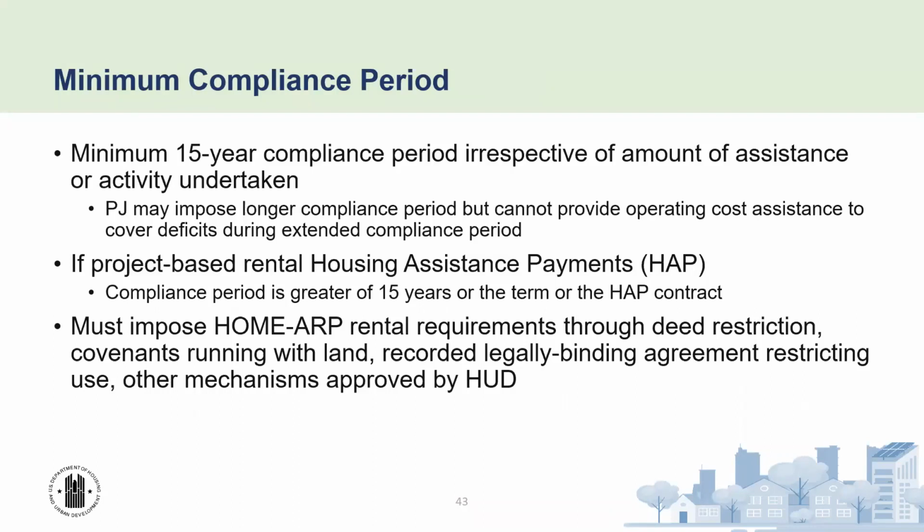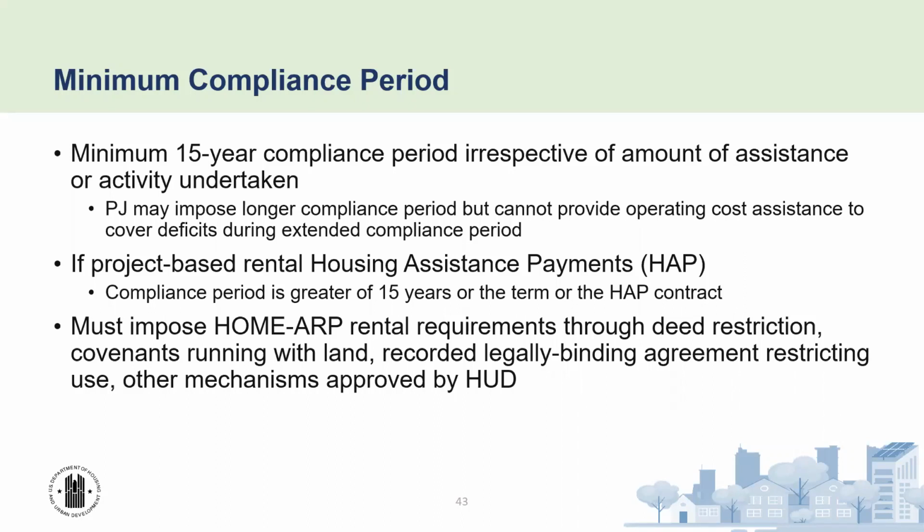So the HOME-ARP rental projects must meet a minimum 15-year compliance period, regardless of the amount of assistance provided or the type of activity that's undertaken. A PJ can impose a longer compliance period, but should plan for the project's long-term financial feasibility, since the PJ can't use the HOME-ARP funds to provide operating cost assistance to cover any deficits for that extended compliance period.